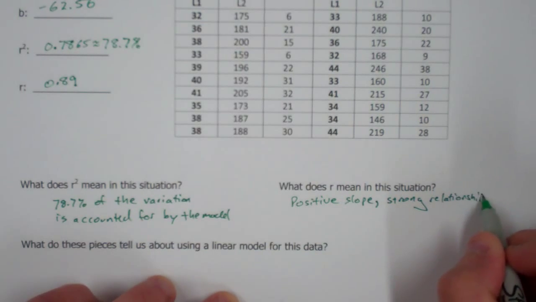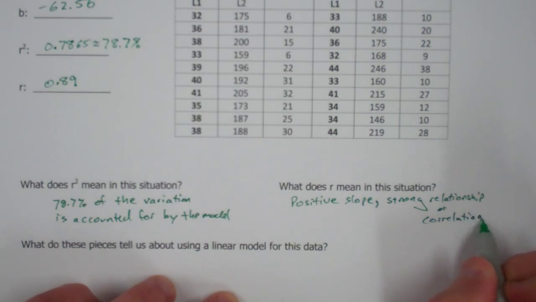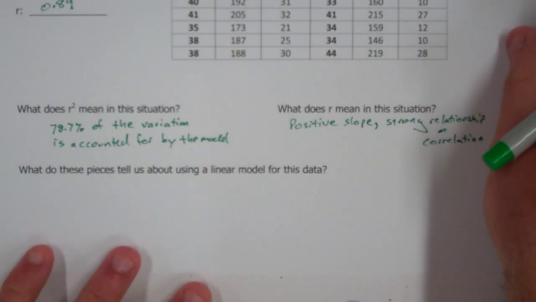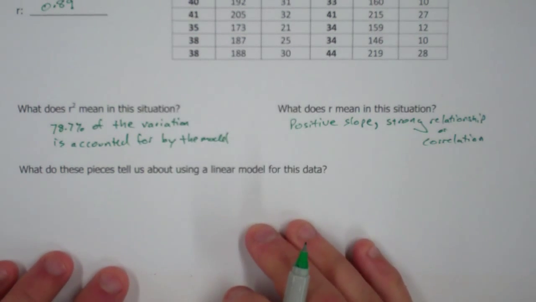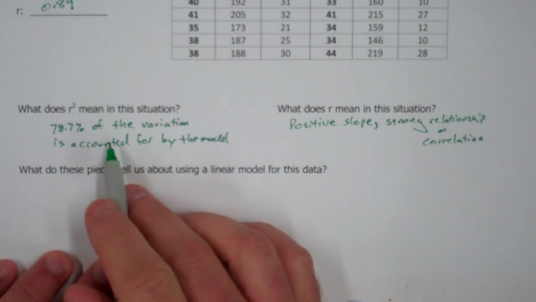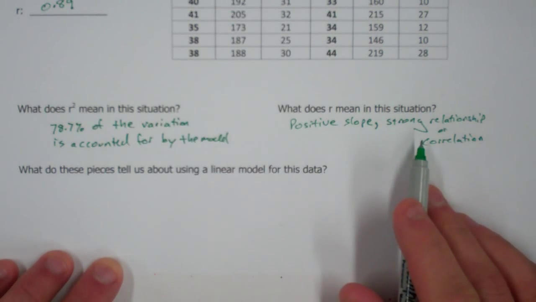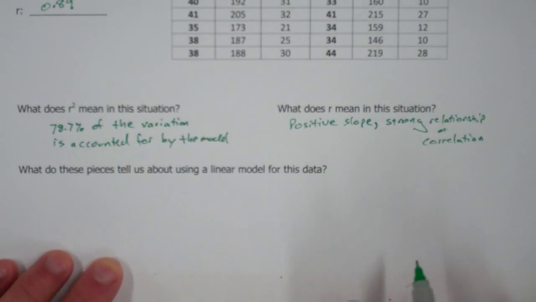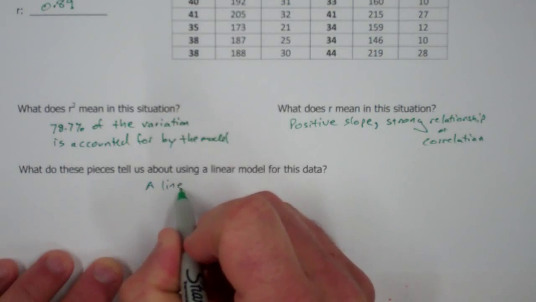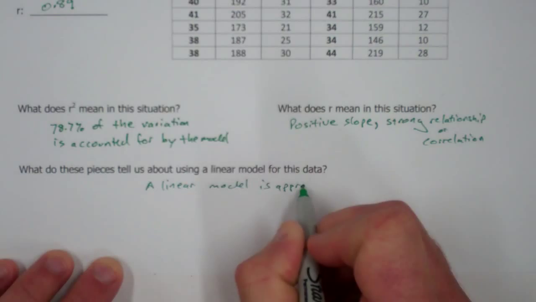You could say strong correlation here if you wanted to, between the variables. What do these pieces tell us about using a linear model for this data? Well, we looked at the data in the graph. We saw that it lined up in a line. And it seems like that with 78.7%, which is a decent amount of the variation accounted for by the model, and our R value of 0.89 indicates there's a strong relationship or correlation. So we would say that a linear model is appropriate for this data.